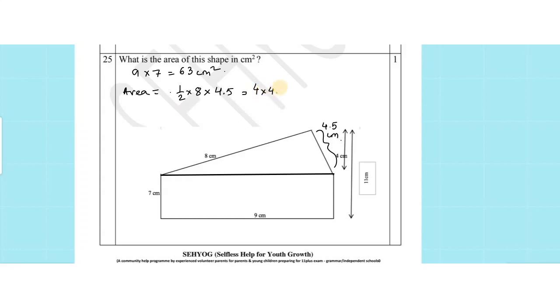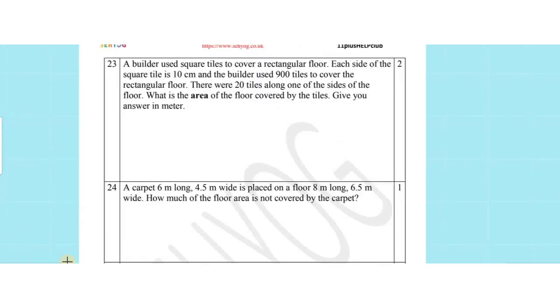8 divided by 2 is 4, and that multiplied by 4.5 gives us 18 centimeters square, which is the area of the triangle. So adding up the two areas, we get the area of the whole shape, that is 81 centimeters square.